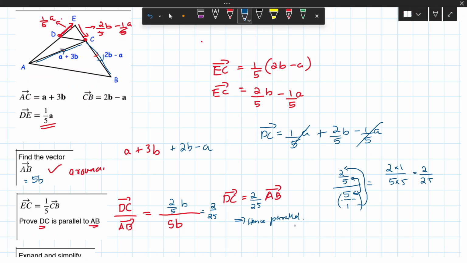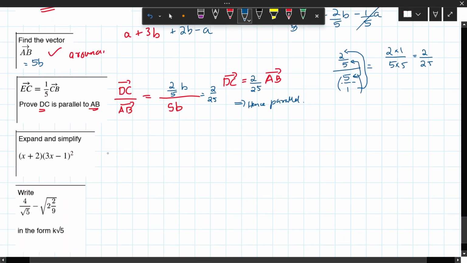So if I can show one vector is some number times another vector, that's it, they are parallel. If I have to find that number, all I have to do is take the ratio. How do you divide two fractions? Well, the numerator gets multiplied with the denominator, and the denominator gets multiplied with the numerator, and that's it.